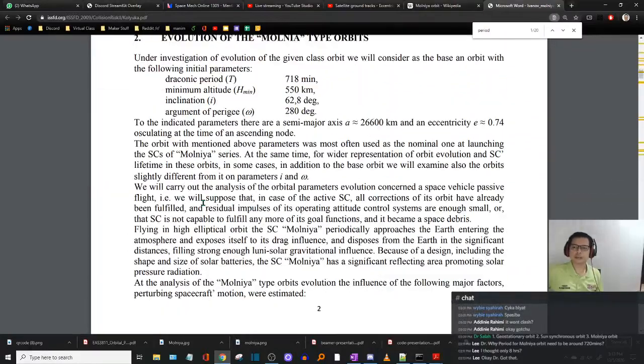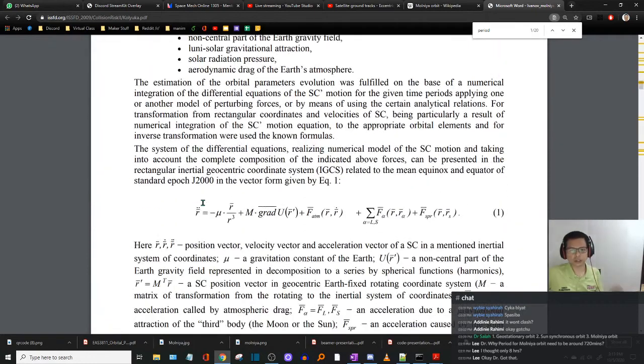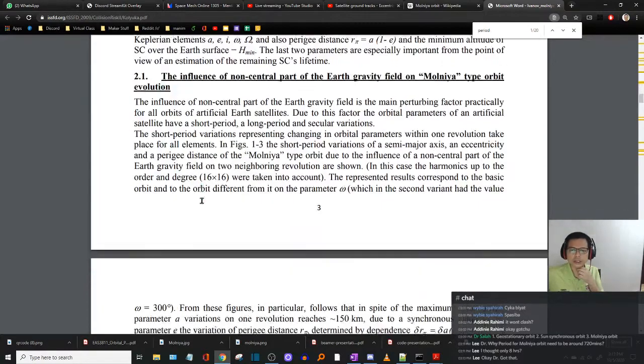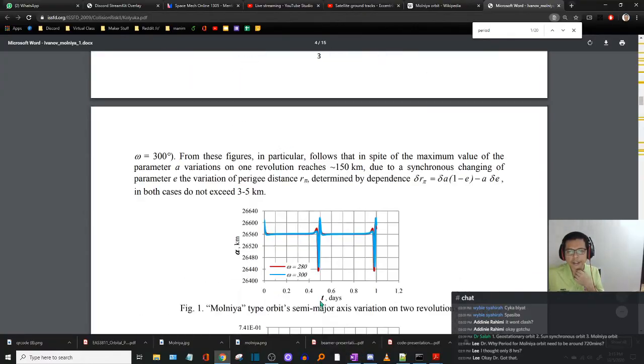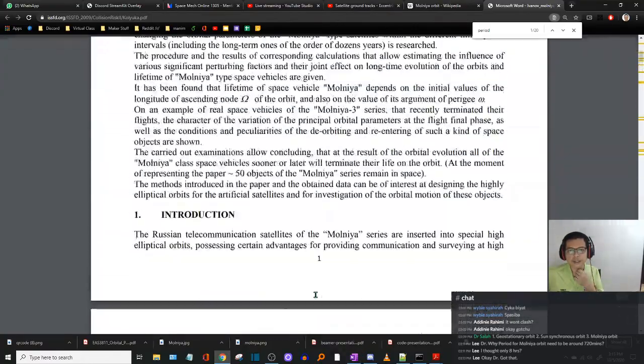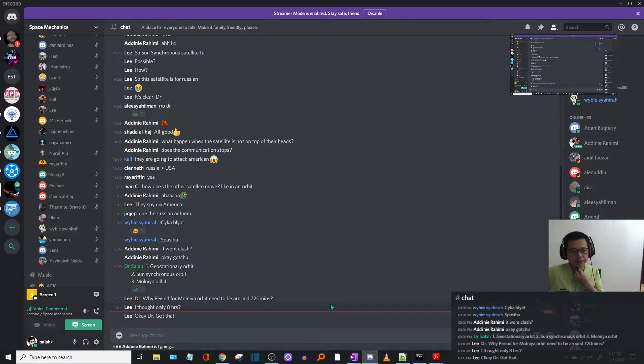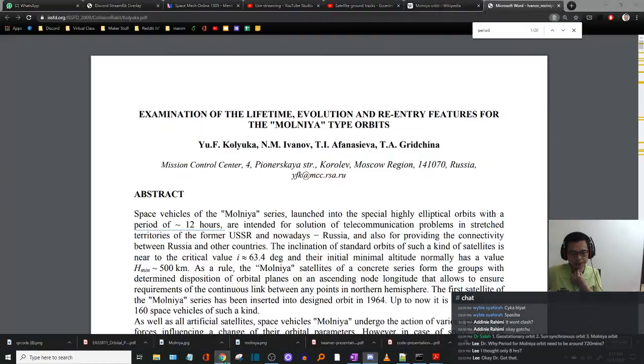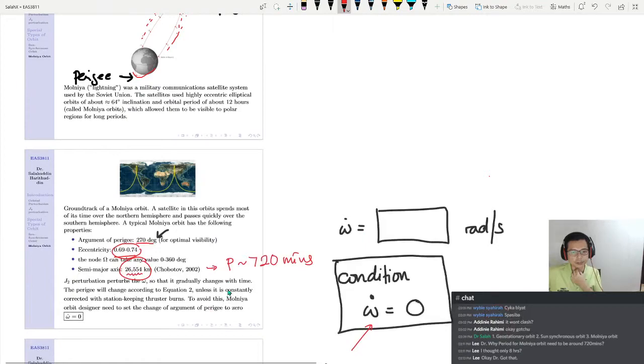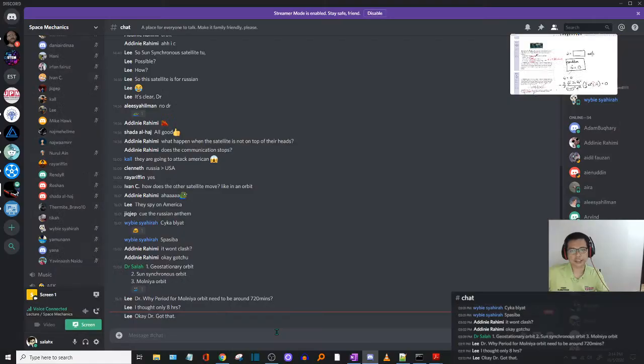I don't remember the reason why it was 12 hours. I last taught this 1 year ago, so I'll check back with you. Not necessarily 8 hours. You can create a Molniya orbit with the semi-major axis smaller or bigger, but usually they want to design it that way. So that's how we get the semi-major axis 26,554.